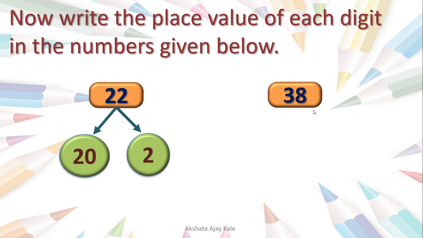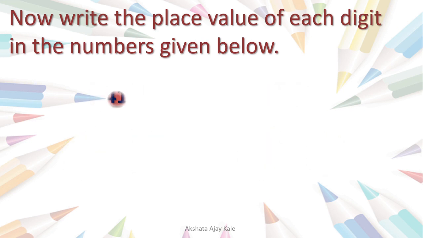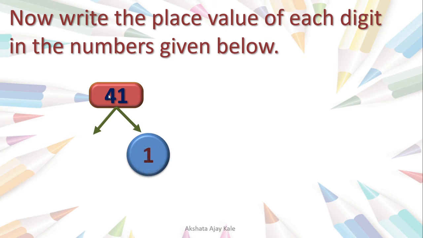38. I hope you understood this also. 8 is in unit place. So the value is only 8. And 3 is in tens place. So the value is 30. Right? Next number 41. 1 is in unit place. So the value is 1. And 4 is in the tens place. So the value of 4 is 40.